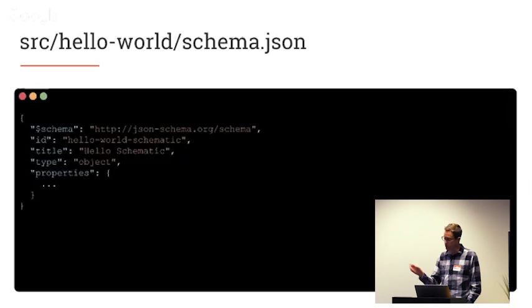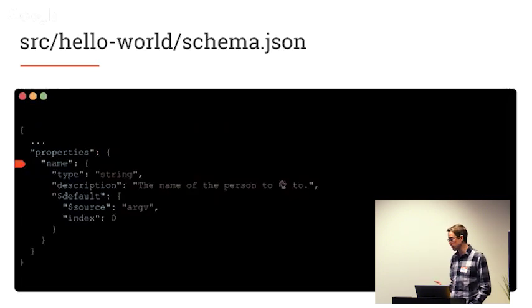And then the properties is where we're going to really dive into the different properties and options for our schematic. So in this case, I've defined a property. It's got the name of name, and it's a string. And we've got a description that goes along with it. It says the name of the person that you want to wave to. And then I can also define a default value. Without the $, you can just give it a default value, or with the $default, you can actually define this is going to be an argument variable at index 0. And that's going to be passed in to our CLI or into our schematic.